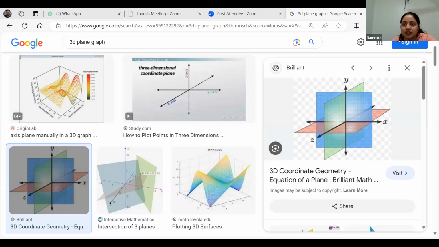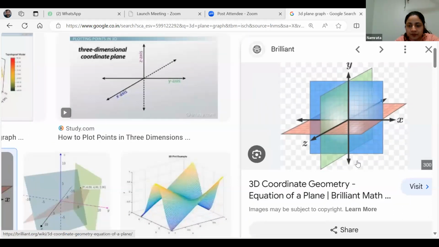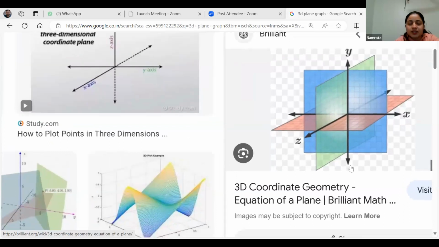Can you see my screen? Here, this is the visual representation of the 3D planes. I am just zooming it on the right hand side of the screen. Here you can see the planes are cutting each other. These are the planes which are cutting each other, and this way we are getting x-axis, y-axis, z-axis.